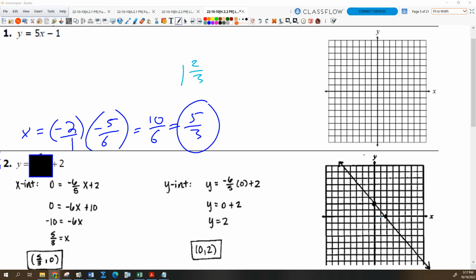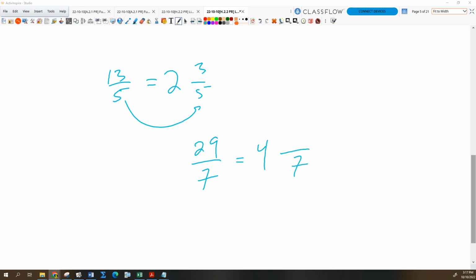Okay. Do you guys need, you haven't probably done that in a while. Here, just practice one or two. What is this? Tell me what this is as a mixed number. Everybody agree? 2 3/5. 5 goes into 13 2 times with 3 remaining over the 5. Okay, right? So what is 29 sevenths? 7 goes into 29 4 times, and what remains over the 7? How many remain? 1.